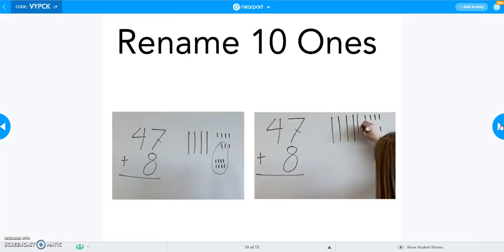The next thing that we do is we rename 10 ones. So here in this first picture I have circled 10 ones. And in that second picture, I've erased those 10 ones, and I've added a 10. So now we have 1, 2, 3, 4, 5 tens, and 1, 2, 3, 4, 5 ones.